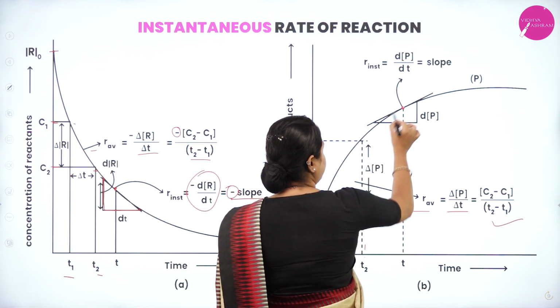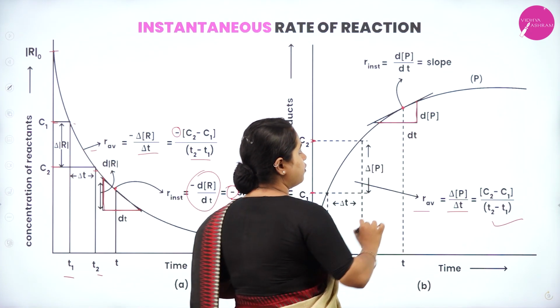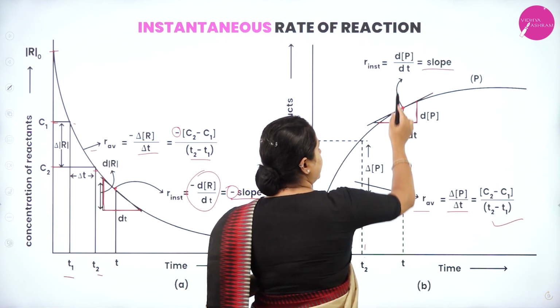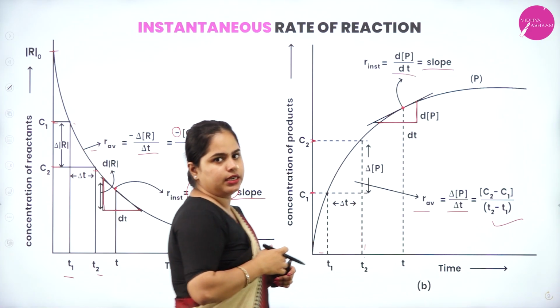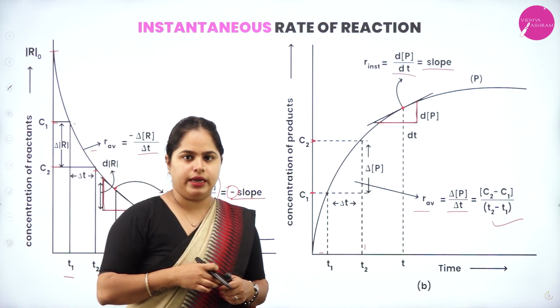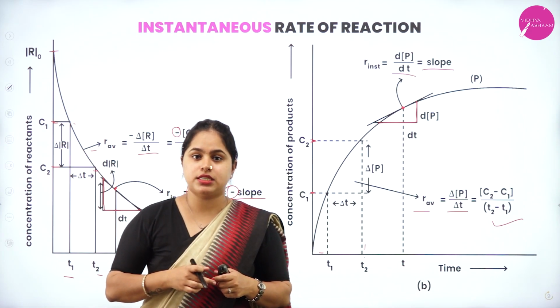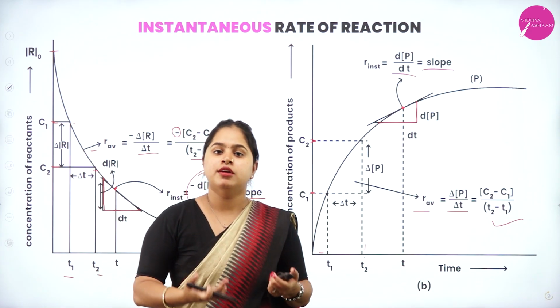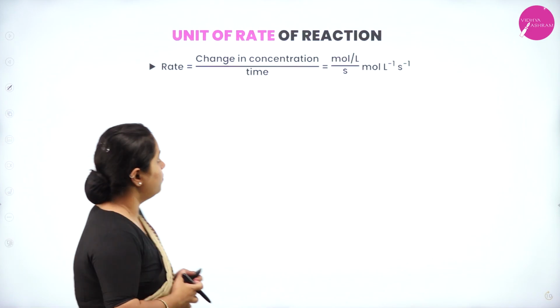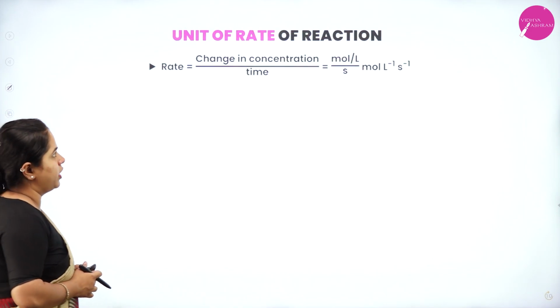Now, instantaneous rate. At this point, if you want, we will take the slope of this graph. Again, from the slope of the graph, we will get dP by dt, that is instantaneous rate. I hope it is clear. So, if you have to calculate the instantaneous rate from the graph, you have to take the slope of the graph.